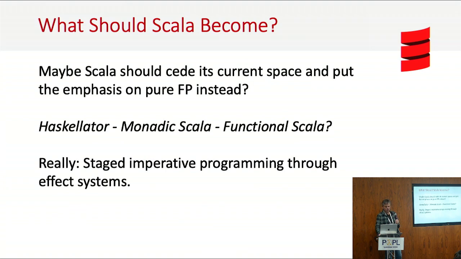So the question is, what should Scala become in the future? Should it maybe cede its current space that's thoroughly industrialized and put the emphasis on pure FP instead? And some people think it should do that. They call it a Haskelator jokingly, or monadic Scala, purely functional Scala. But what they really mean by that is that the imperative part of programming, which is always there, should essentially be staged. I don't really like the name pure functional programming. I like to call it staged imperative programming, because it means the effects happen at a later stage in a monad through an effect system.